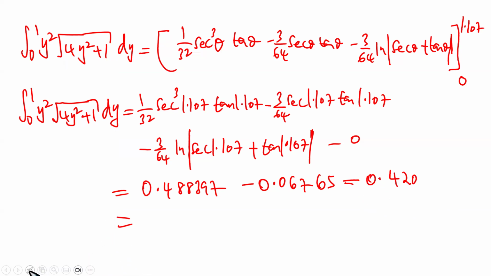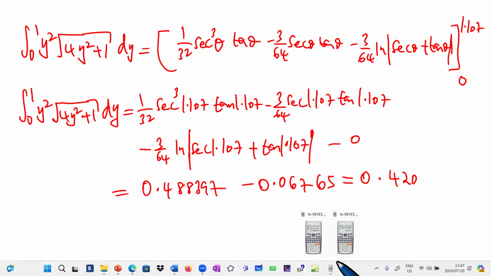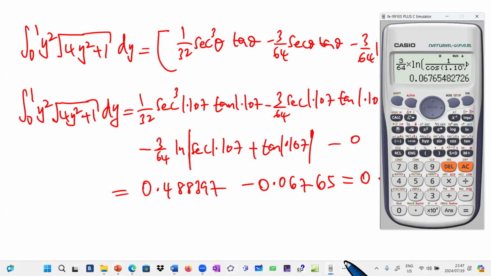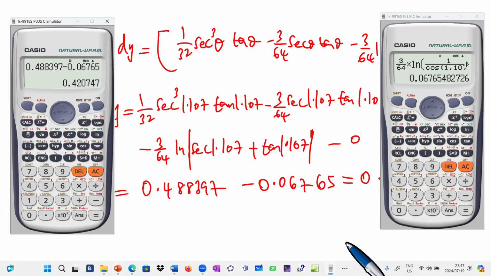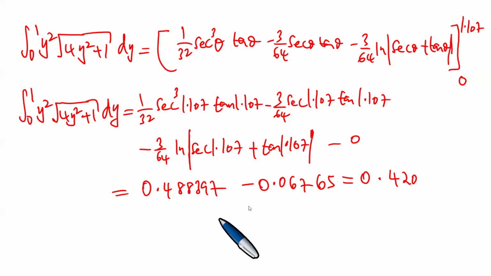Right, so let's clean up a little bit here. We remove this part. Okay, let's see the other one. Right, so we're going to use the other one. So it's 0.420747. So that is sort of the answer we're getting.